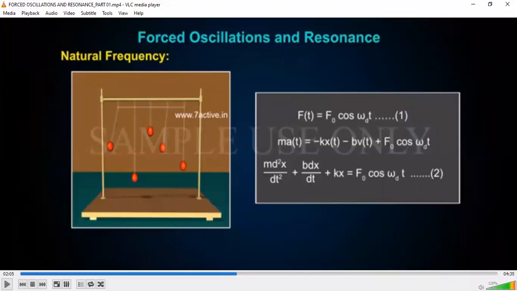Please note the equation. Acceleration, this is velocity, displacement. It is equal to F0 cos omega t.